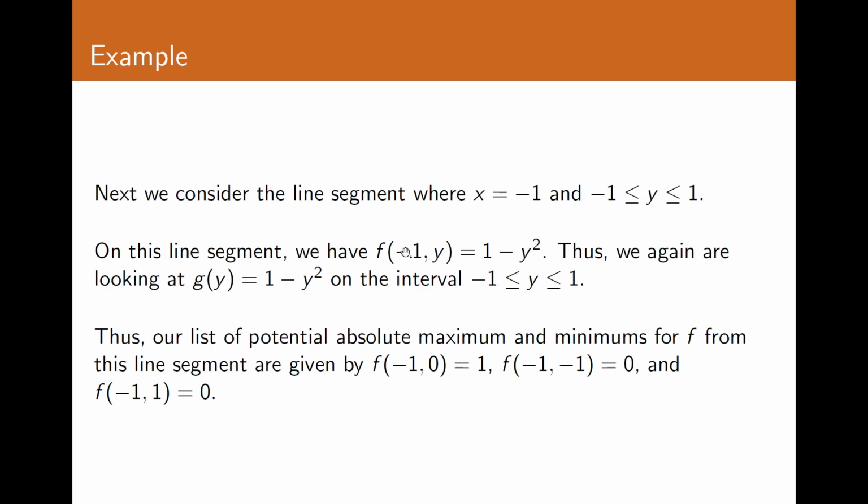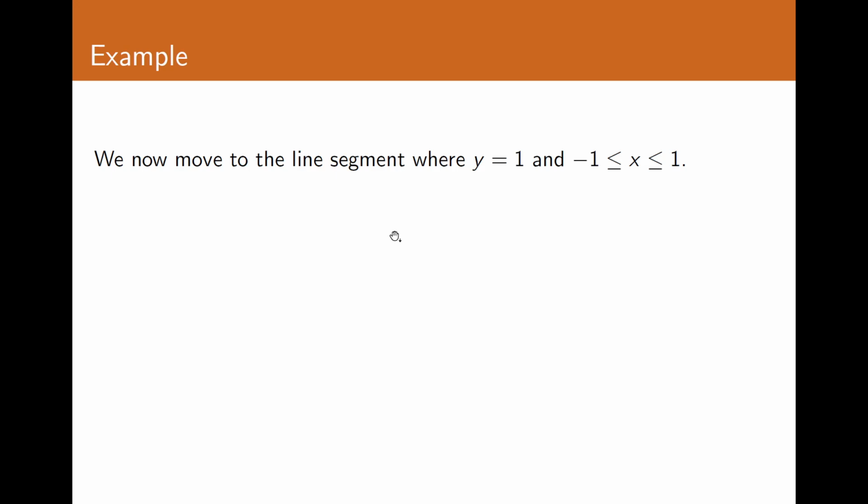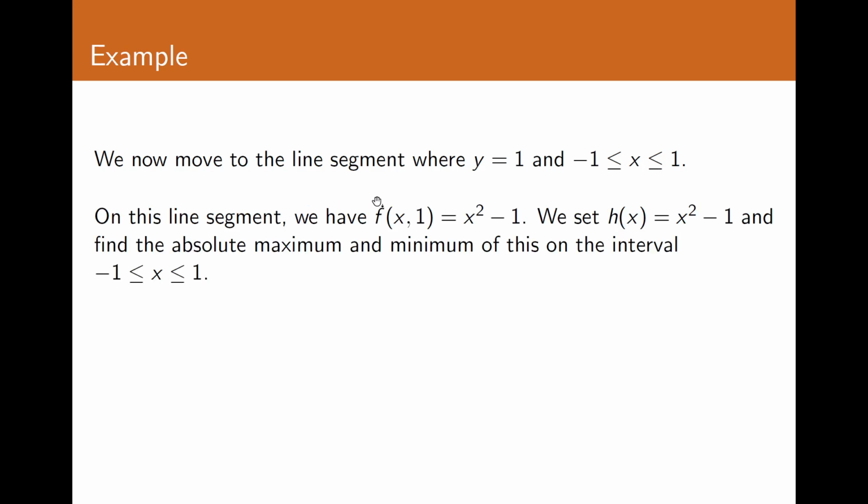Now we have 2 more line segments to do where y is equal to 1 and y is equal to minus 1. So we switch now to y being fixed and x going between minus 1 and 1. So on this line segment, we have f of x, 1, is equal to x squared minus 1. So let's go ahead and set h of x to be x squared minus 1. Find the absolute maximum and absolute minimum of this on the interval between minus 1 and 1 for x.